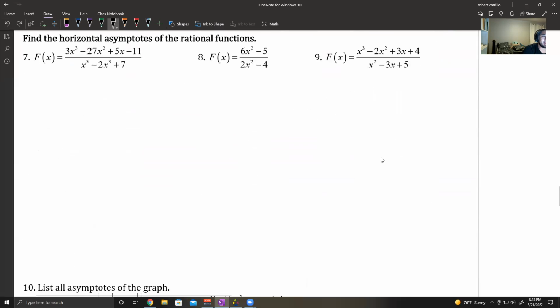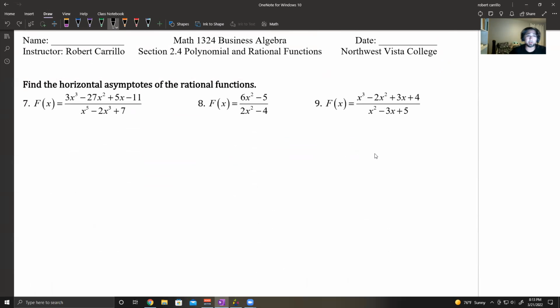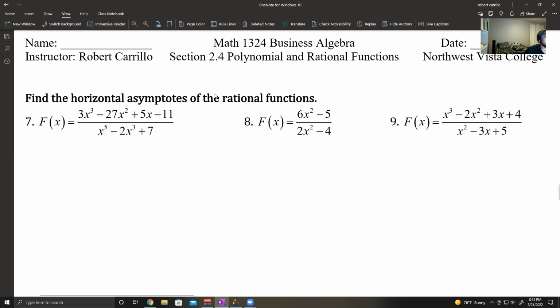All right, next is finding horizontal asymptotes. So here's where we use those three rules. All we have to do here is look at our leading exponents. So look at number 7. What is the highest exponent in the numerator? 3. Maybe I'll zoom in one. There we go. The highest exponent in the numerator is 3. What's the highest exponent in the denominator? 5. So 3 and 5. Is the numerator smaller than the denominator? Yes. 3 is less than 5.